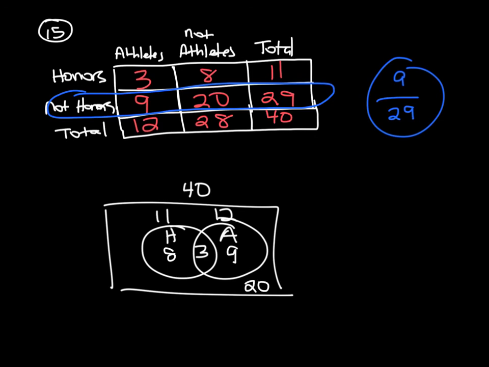So now, if we're looking at this, it says find the probability that the student is an athlete if it is known that the student is not an honor student. So if we look at the non-honor students, these are the honor students right here. There's 11 of them. So the non-honor students are anyone outside of the box. So these 9 and these 20. So altogether there's 29 non-honor students. So again, that'll be the denominator of our fraction. And out of those 29 students, these 9 right here are the ones that are athletes. So 9 out of 29.